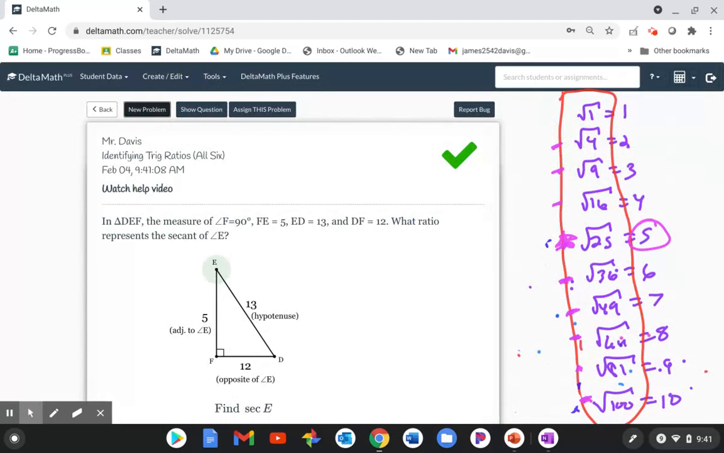All right, so all three of these are really just to get you familiar with finding the trig ratios with triangles, and we'll build on this in the next lesson.